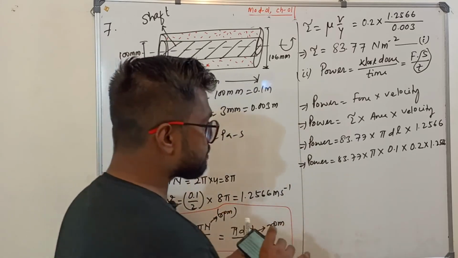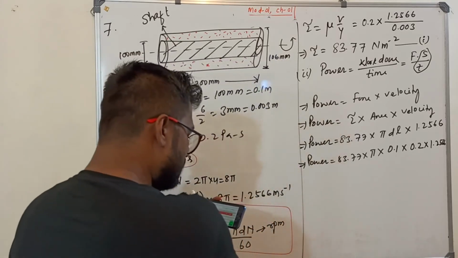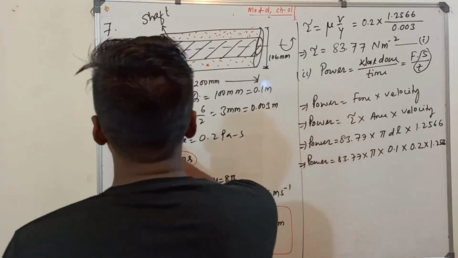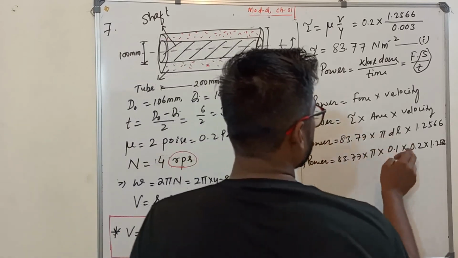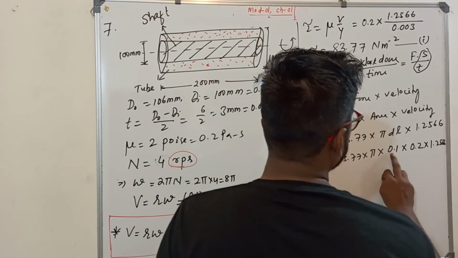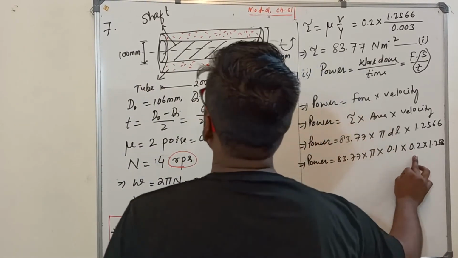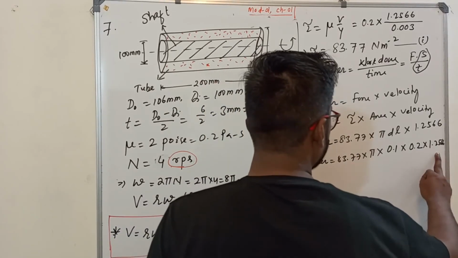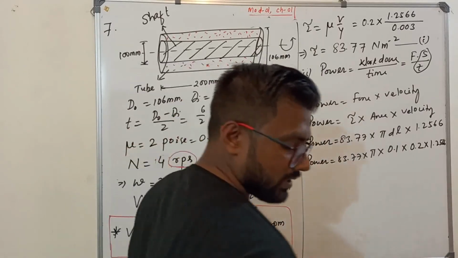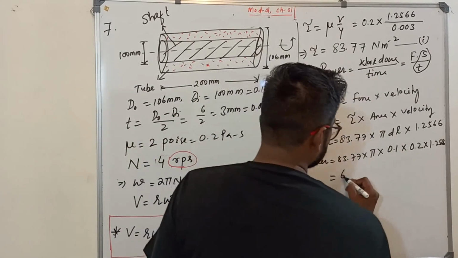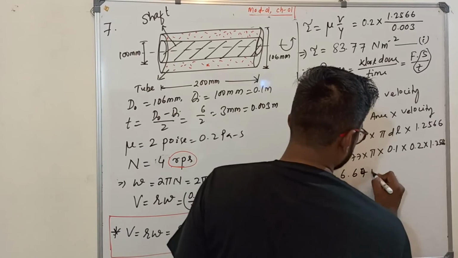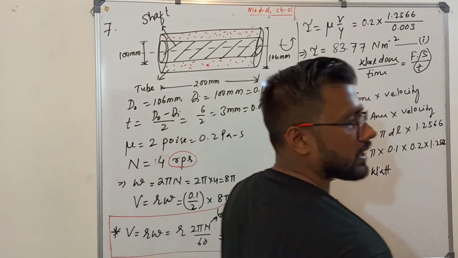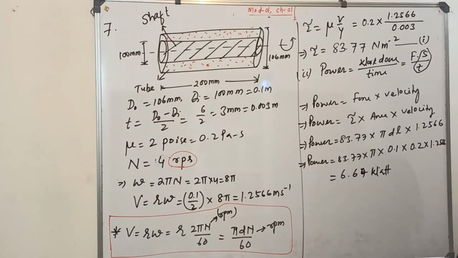But I am getting, where I have done? Pi is this. Diameter is 100 mm. 100 mm is 0.1 meter. Pi dl. L is my 0.2 meter, and the speed I got is 1.2566. You put that, what is the answer you are getting? That much will be power required, 6.67 some watt. Are you getting this? Kindly check your answers.